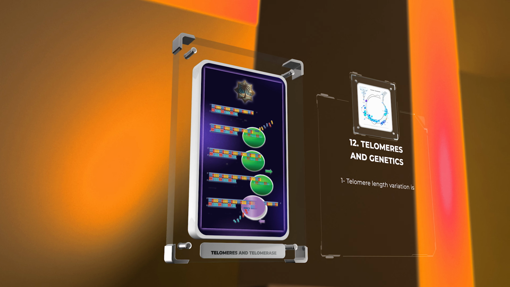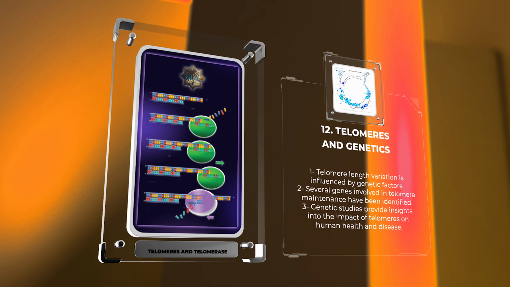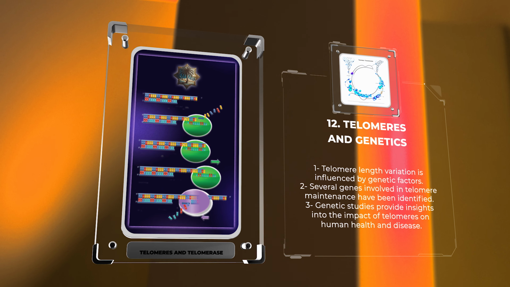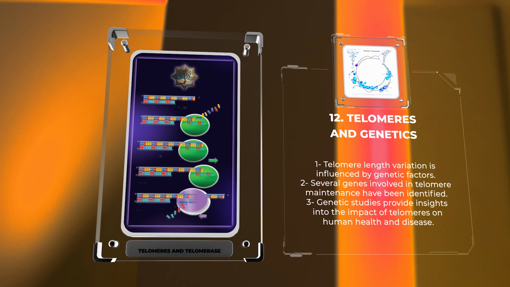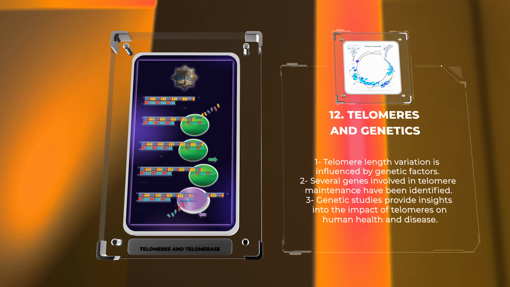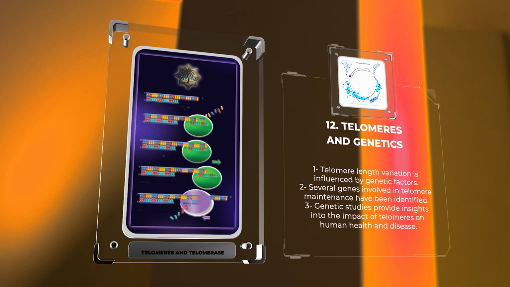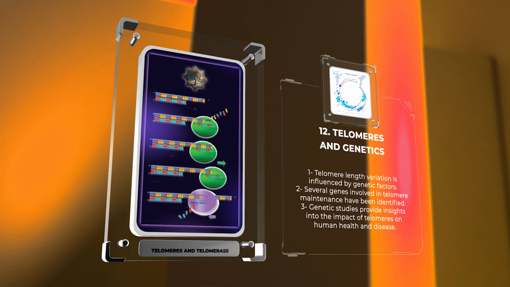Telomere length variation between individuals is influenced by genetic factors. Several genes involved in telomere maintenance and regulation have been identified and associated with various human diseases, including inherited syndromes characterized by premature aging and increased cancer susceptibility. Genetic studies continue to shed light on the intricate genetic architecture underlying telomere biology and its impact on human health and disease.